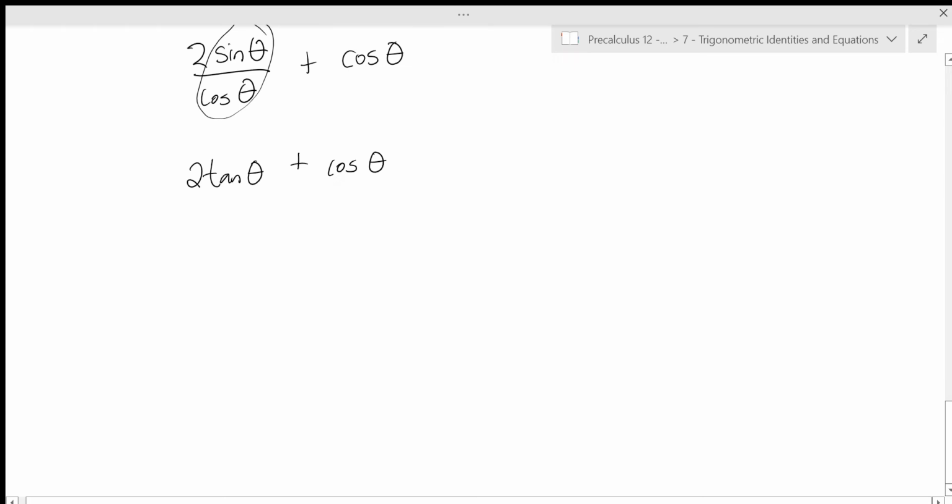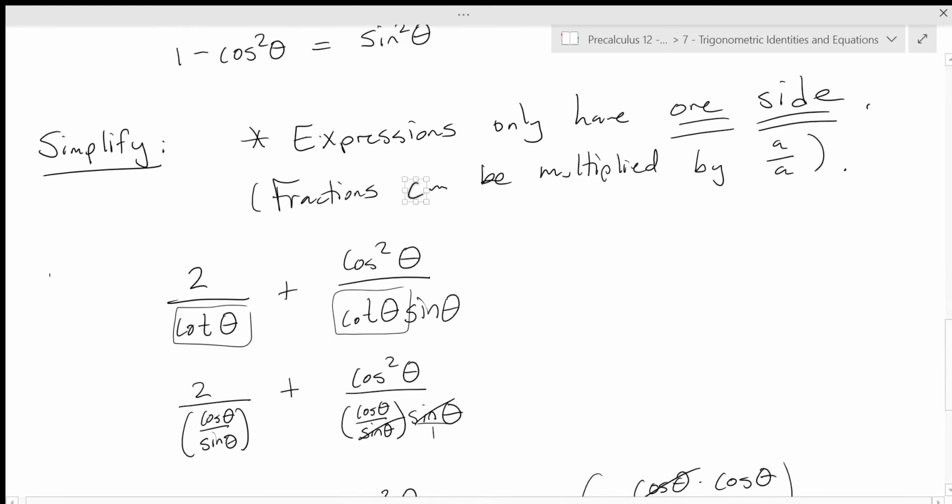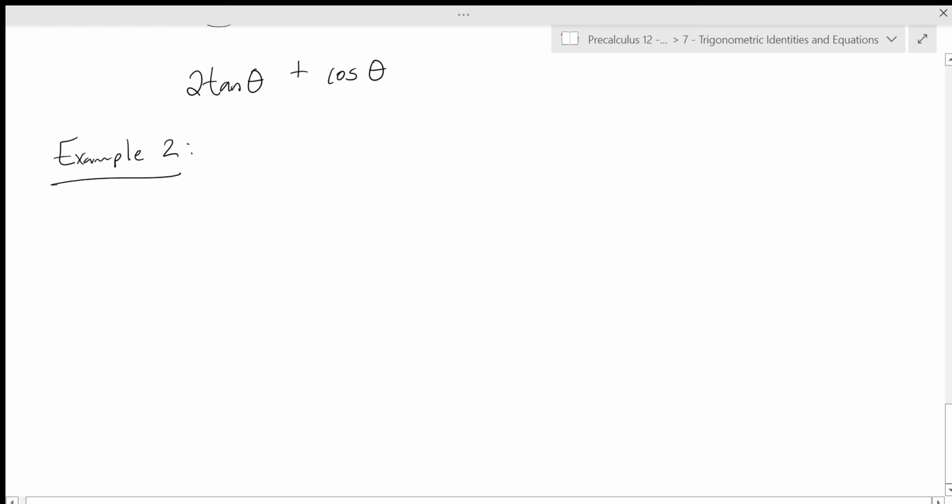Okay, let's try another example. And since I'm calling this example 2, why don't we just go back and call this example 1, which I realized I forgot to do in my own notes. I just got so excited about these trig identities that I just jumped right in and started simplifying them.